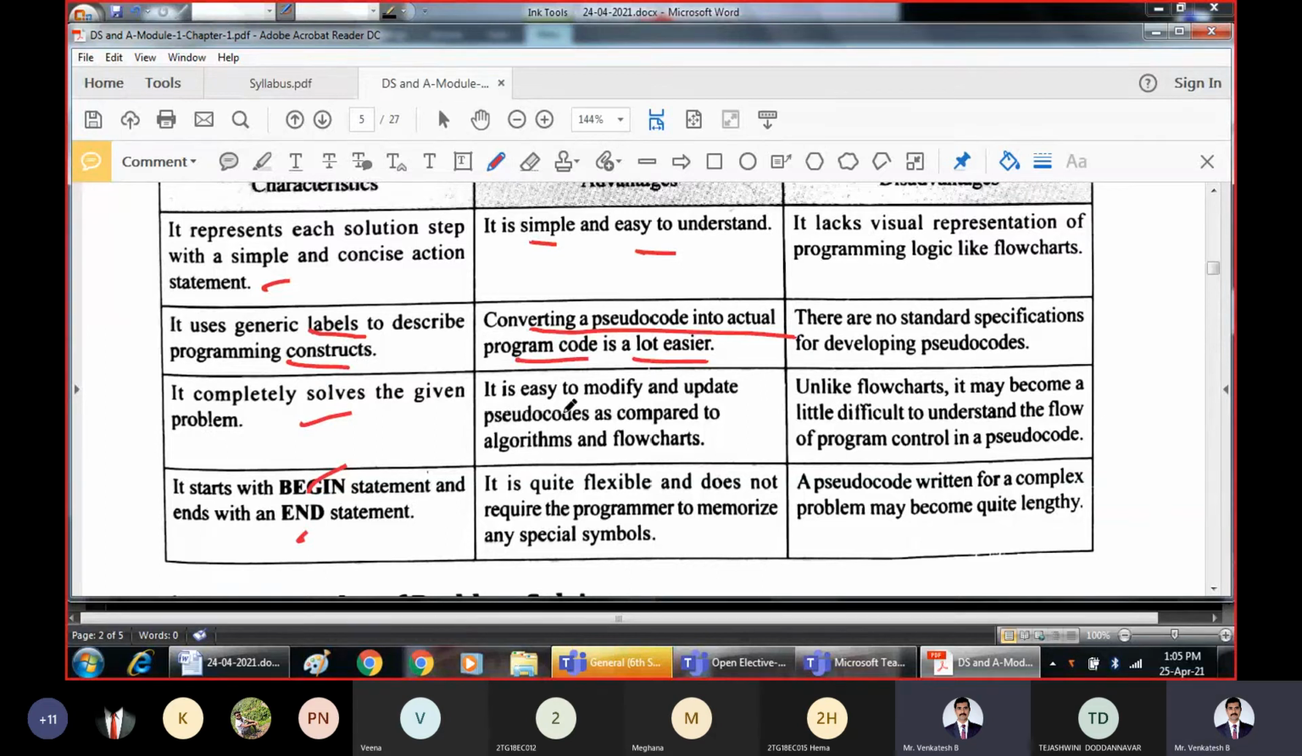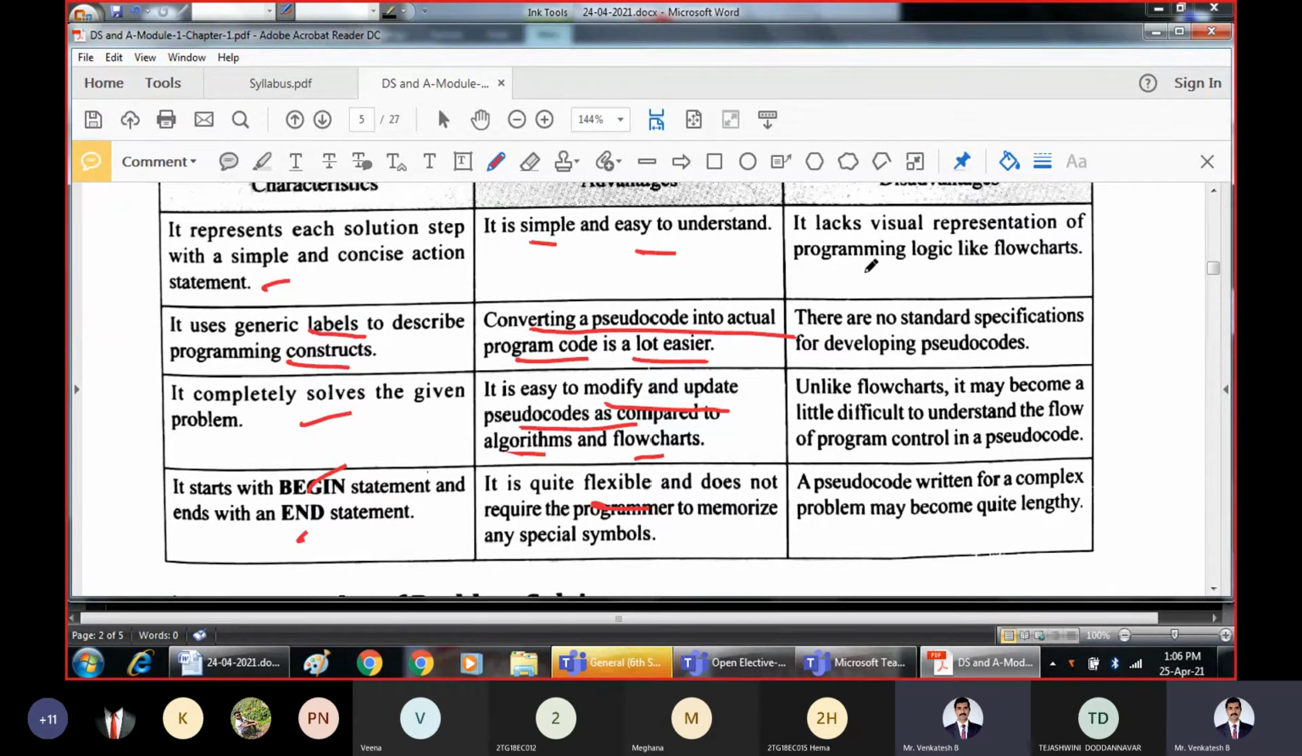It is easy to modify and update the pseudocode as compared to the algorithm and flowchart. That is, alteration in the pseudocode is very easy compared to the algorithm and flowchart. It is flexible to develop, and it will be easy for us to remember also. The pseudocode is also very easy to remember.